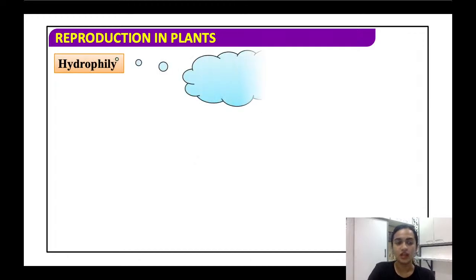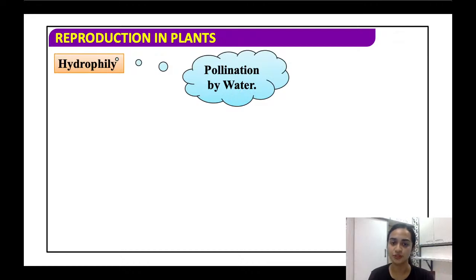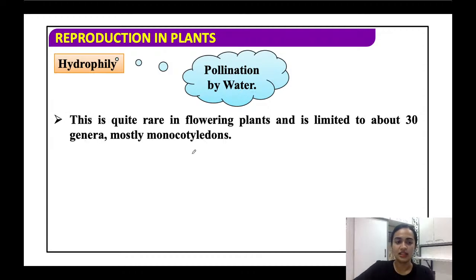So hydrophily, pollination by water. Just clearing one more thing. When we restrict ourselves to these abiotic factors, water and wind, between these two, wind is the most preferred. That means more than water, wind has a better chance of causing pollination. All right. Now, first of all, pollination by water is very rare. It is only restricted to about 30 genera or species, and these are mostly found in monocotyledons.